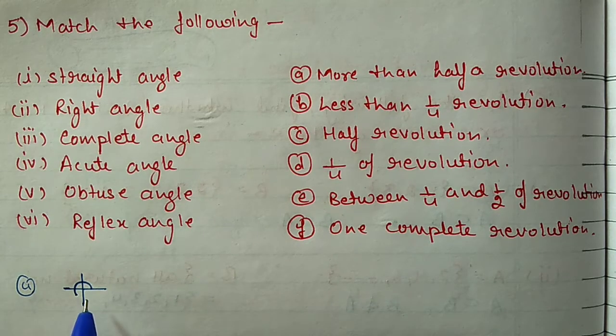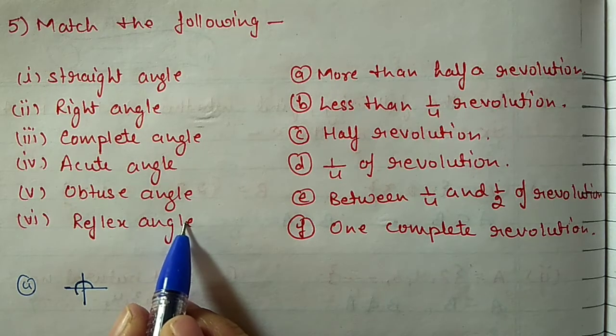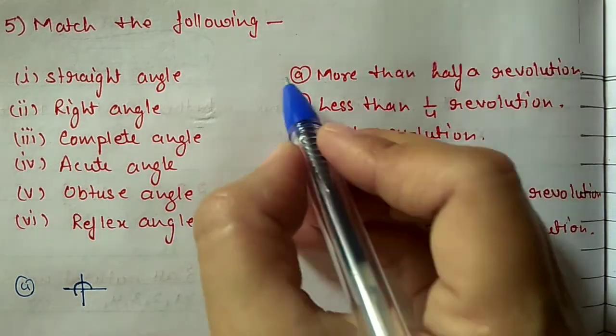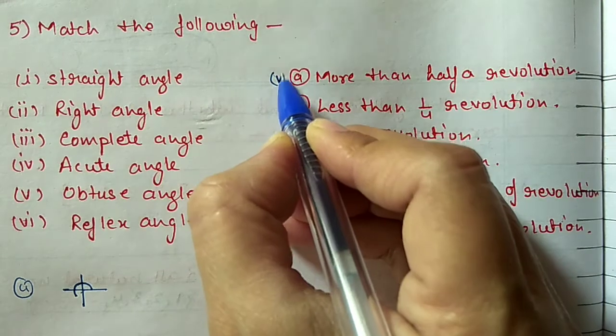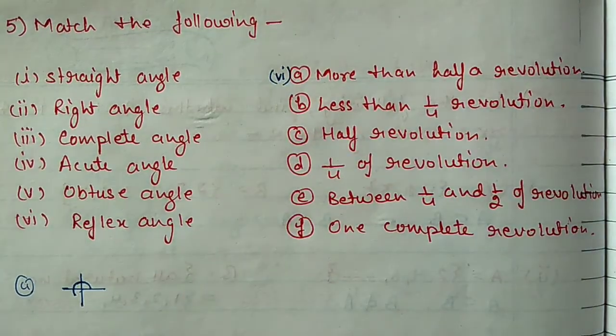So which type of angle will it form if you join like this? Here to here it will be 90, then 180, and more than 180. More than 180 is a reflex angle. So this will join here. So here the sixth part will come.